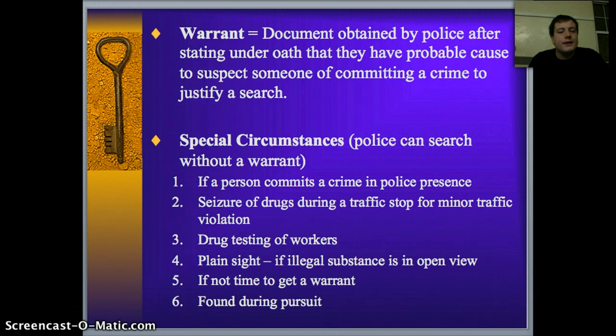So when we're talking about this, we often talk about a warrant. Well, what is a warrant? A warrant is a document obtained by police after stating under oath that they have probable cause to suspect someone of committing a crime to justify a search. The key phrase here is probable cause. How does the police determine probable cause?